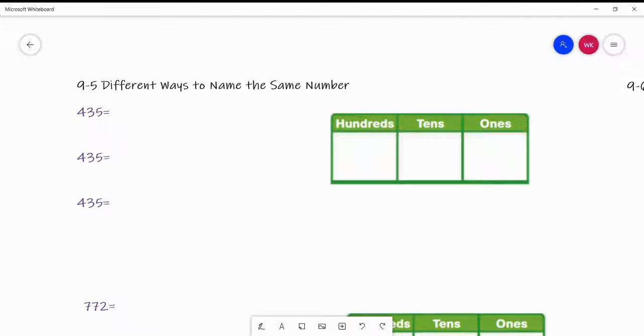Hello, we are going to go over lesson 9-5, different ways to name the same number.